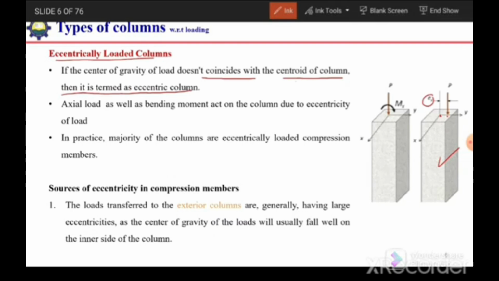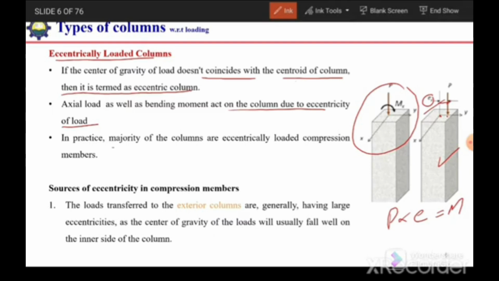So the axial load as well as bending moment act on the column due to eccentricity of load. Because of this eccentricity, this distance between the load and the centroid of the column, there exists a bending moment. So this P times e will produce a bending moment M in the column. So in that case the column is simultaneously subjected to axial load as well as bending moment.